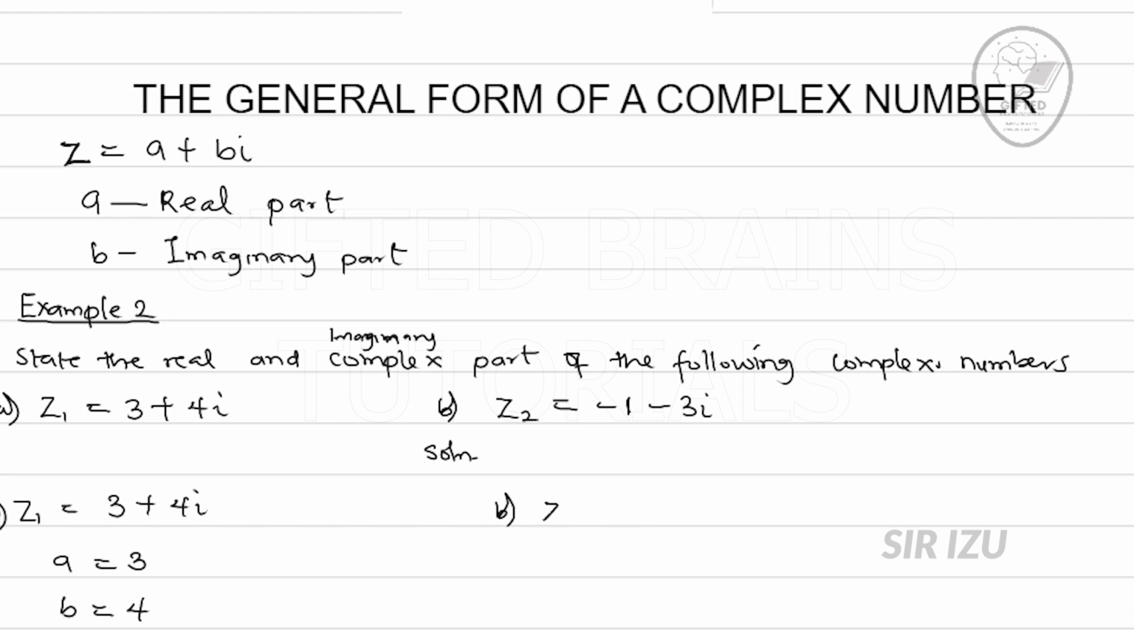We are given Z2 is equal to minus 1 minus 3i. The real part here, which is your a, you can say a is minus 1. And the imaginary part, b, is minus 3. Please take note. It is not 3, it is minus 3. Minus 3, and not minus 3i. Please take note of that.